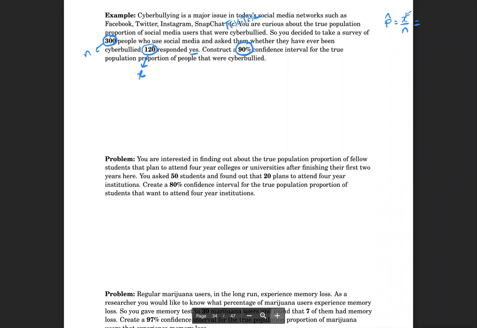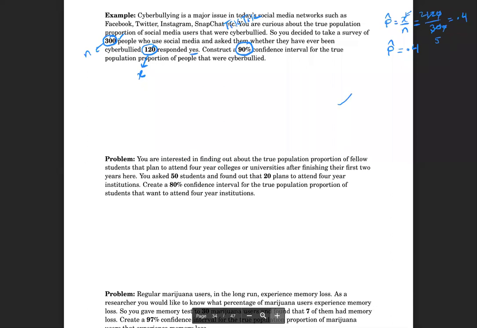X is 120, right? N is 300. So you just divide it by 300. The zeros cancel out. 6 goes into this twice, and 6 goes into this 5 times. So this is 2 over 5, or 0.4. So your P hat is 0.4.